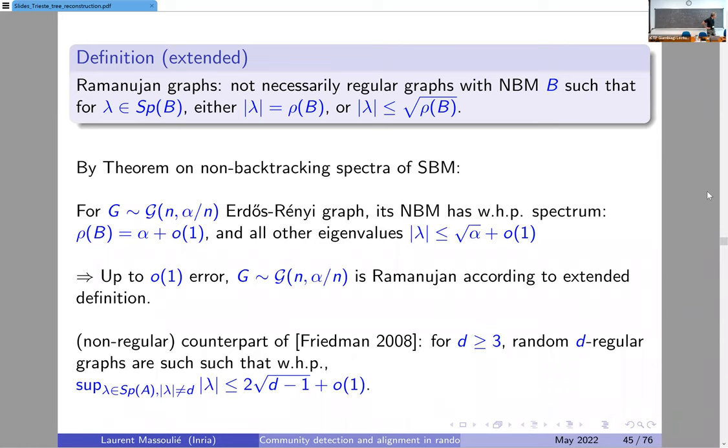Friedman had shown that a random regular graph of common degree d for all the vertices is going to meet the Ramanujan bound up to a vanishing correction. So we knew from his result that random regular graphs were near Ramanujan graphs. Now we have an analog for non-regular graphs. The simpler model of an Erdős-Rényi graph is not regular, but it does meet a similar property.